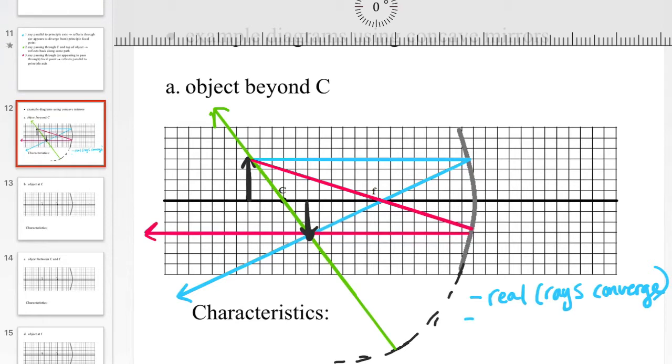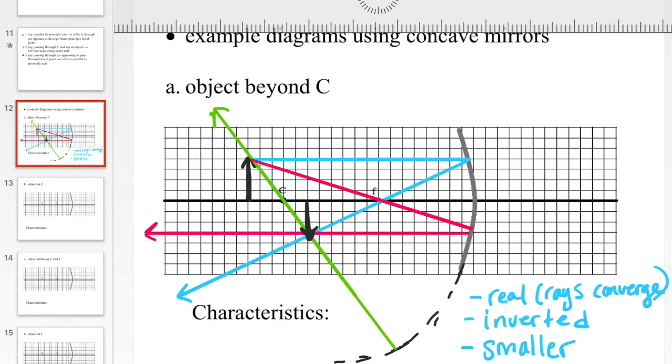We know that it is inverted, it's upside down. Which, hey, that happened when you looked in the front of the spoon. And what else do we know? It's actually smaller. This one was 4 squares high, and this one is only 3 squares high. So this image is smaller. Okay, which makes a lot of sense. So when you look through a concave mirror like this and you are beyond C, then you will appear to be real, inverted, and smaller.